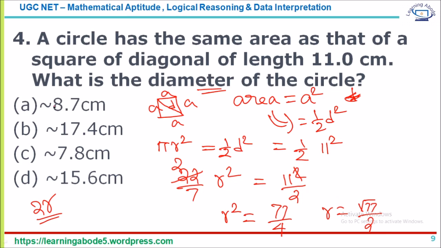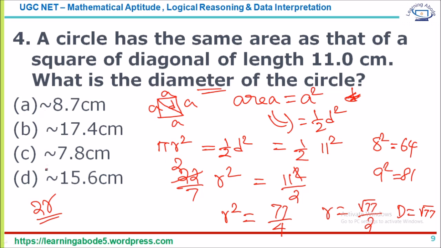Now at this point you try to look at the answer choice. Now r is equal to root 77 by 2. So what is 2r, or what is the diameter? Diameter is equal to root 77. So which of the possible values can be root 77? That is what you should look for. 8 square is 64, 9 square is 81, and 77 is in between. So it will be 8 point something. So the D value is 8 point something, or we can say root 77 is 8 point something.